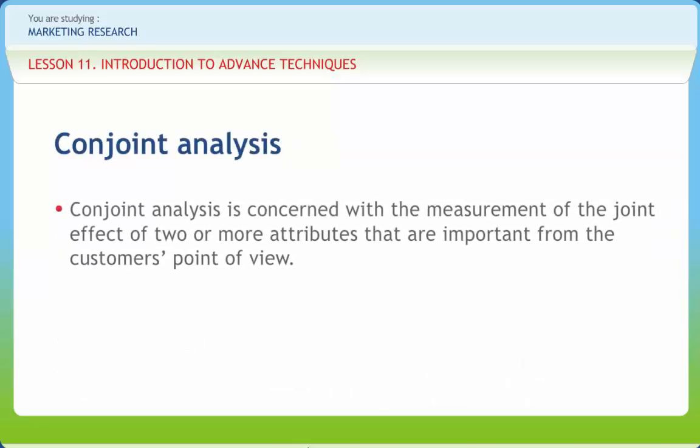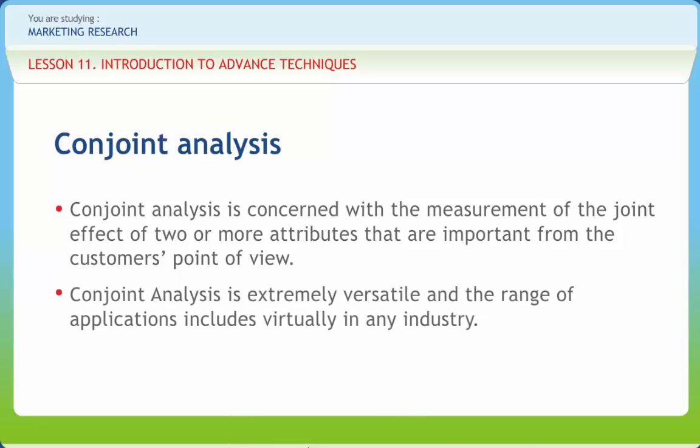Conjoint analysis is concerned with the measurement of the joint effect of two or more attributes that are important from the customer's point of view. Conjoint analysis is a multivariate technique that captures the exact levels of utility that an individual customer places on various attributes of the product offering. Conjoint analysis enables a direct comparison. It is extremely versatile, and the range of applications includes virtually any industry.